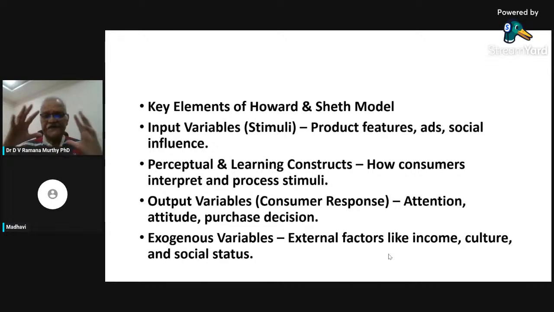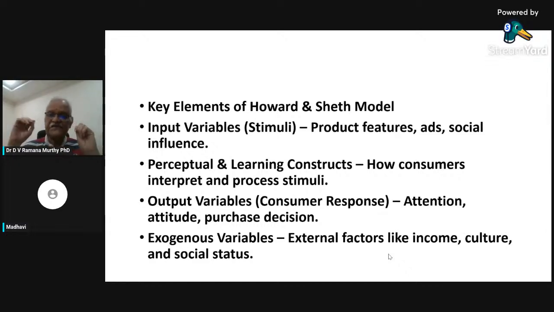There are various aspects that we need to discuss in detail. First one is input variables that create stimuli, because they stimulate the consumers in the process of taking decisions on different types of products and services. First one is product features. The marketer advertises the products and presents the product features in advertisements, and also tries for social influence, because you need to stimulate a favorable attitude towards that particular product. So that's the input variables.